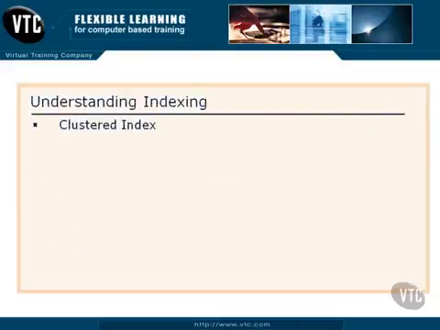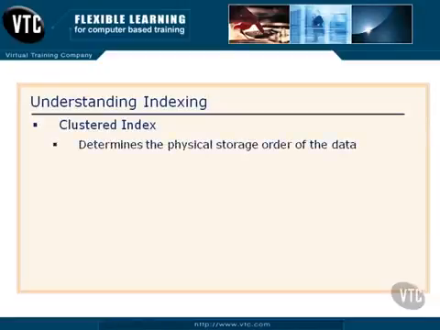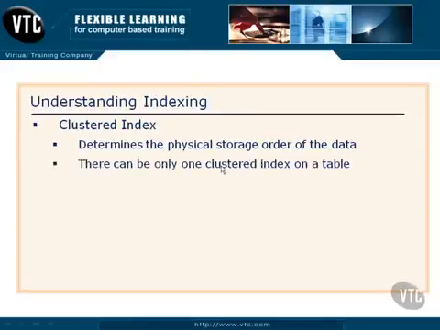First of all, the clustered index. The clustered index determines the physical storage order of the data. In other words, it determines how the data is actually ordered in the disk file when you're storing it in the database. And as a result, there can only be one clustered index on a table, because since we can only store the data in one order, we can kind of shoot that bullet one time, and we can determine what's going to be our clustered index.